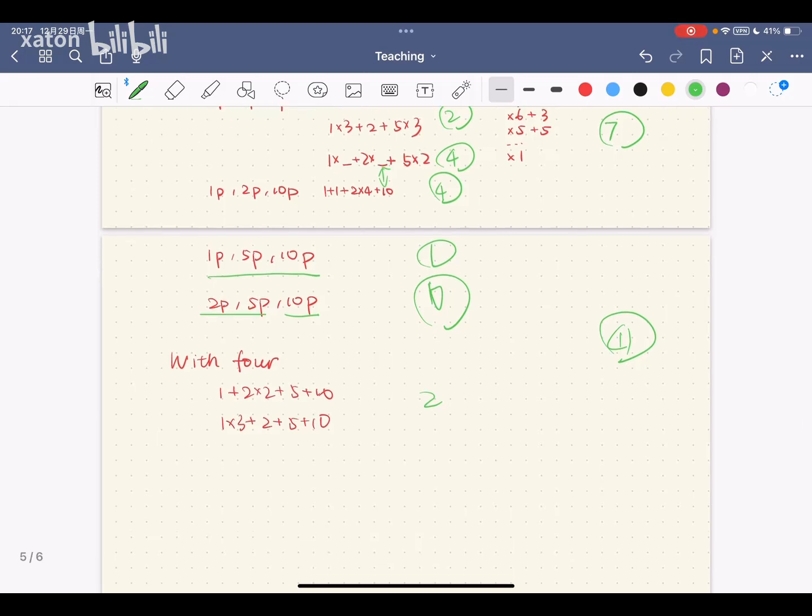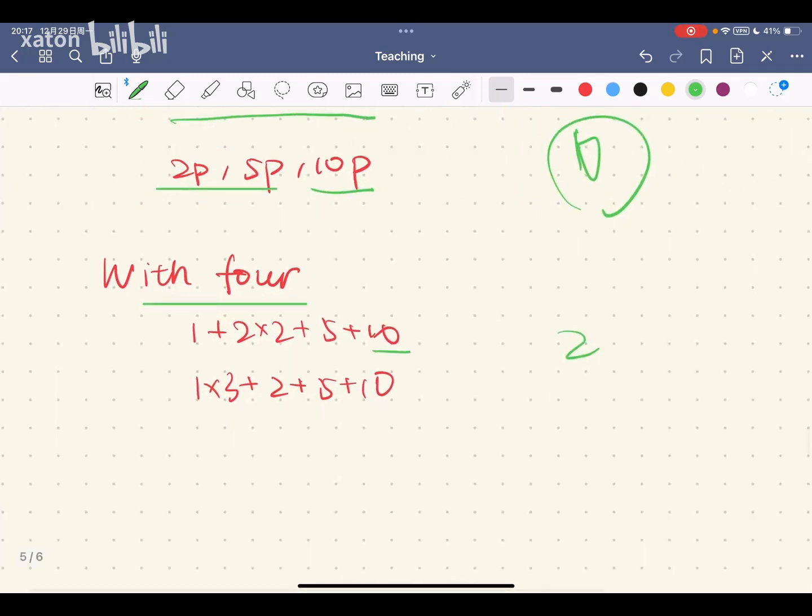Okay, so if we have 4 different kinds, 1, 2, 5, and 10, there are only 2 ways because we have to use 10 and 5, and actually we can only use them once. So we are thinking about how to get our remaining 5, only 2 ways.